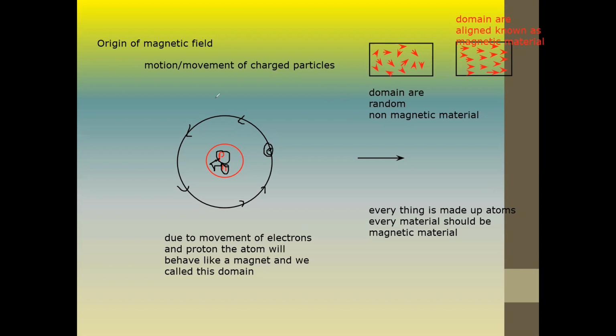So an atom consists of charged particles such as protons and electrons, and because of these charged particles, the atom is behaving like a magnet, so we represent that atom by an arrow and we call that a domain. So materials are made up of a lot of atoms. If these atoms are not arranged, not aligned, we call that material a non-magnetic material. But if these atoms are arranged or aligned, we call that a magnetic material.